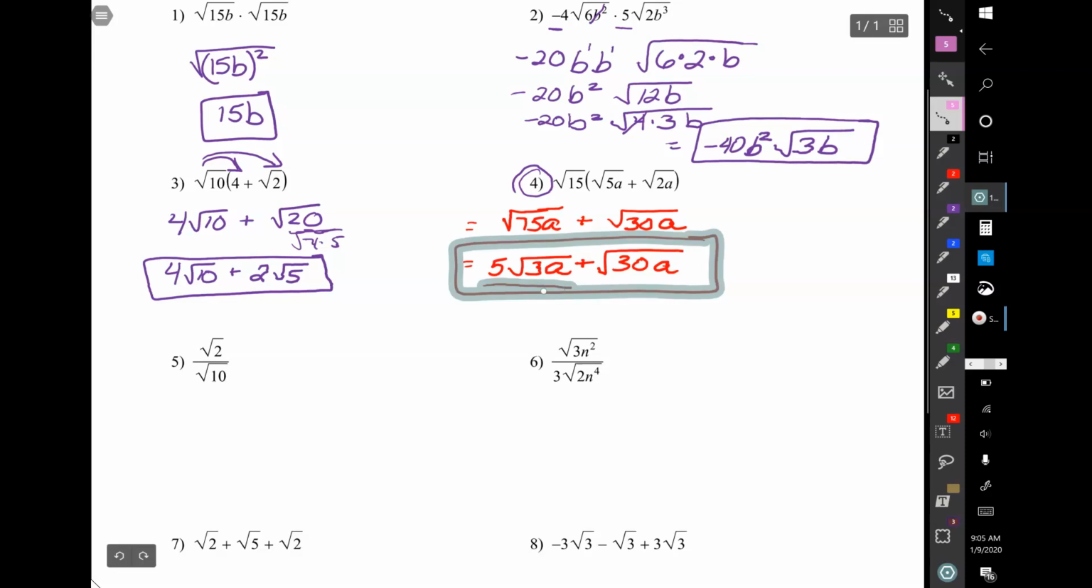And then plus the square root of 30a. The 30a does not break down any further. That's as simple as we can go.